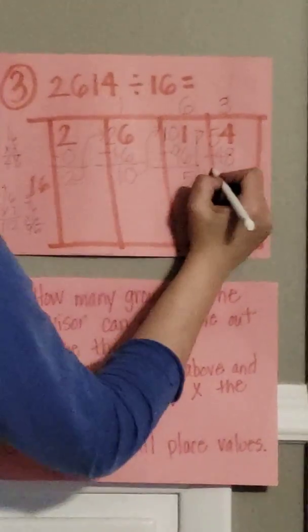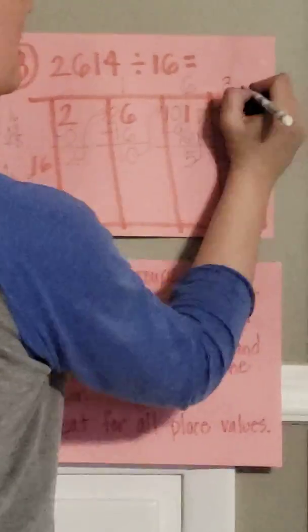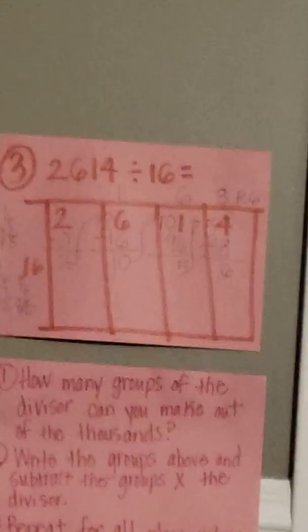3 times 16 is 48. 48, count up to 54, you get 6. Your remainder is 6. Phew, I survived it.